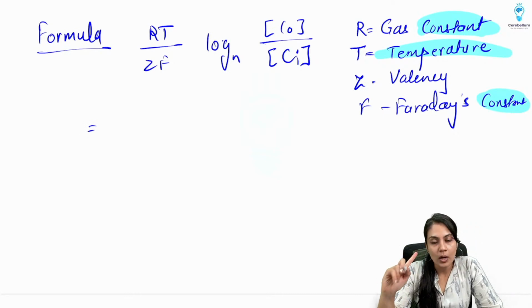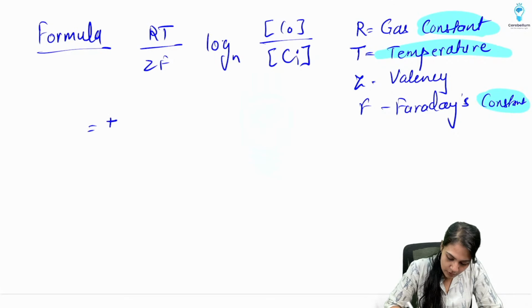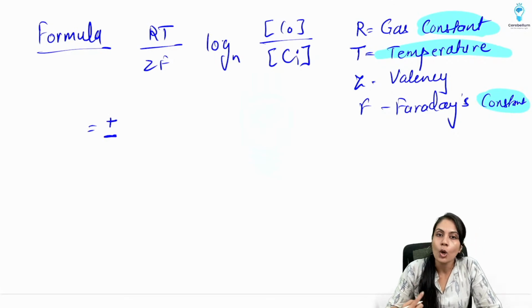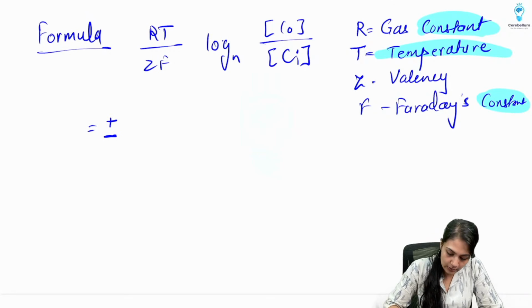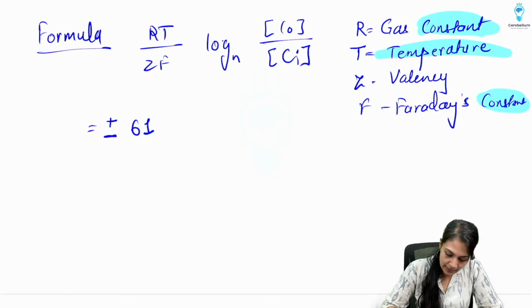If the valency is 1, it can be negative also, positive also. If I keep it positive, it is going to be positive. If I keep it negative, it is going to be negative. So I'm writing both the signs over here. This value comes out to be somewhere near around 61 millivolt. So I'm going to keep that 61 and natural log.